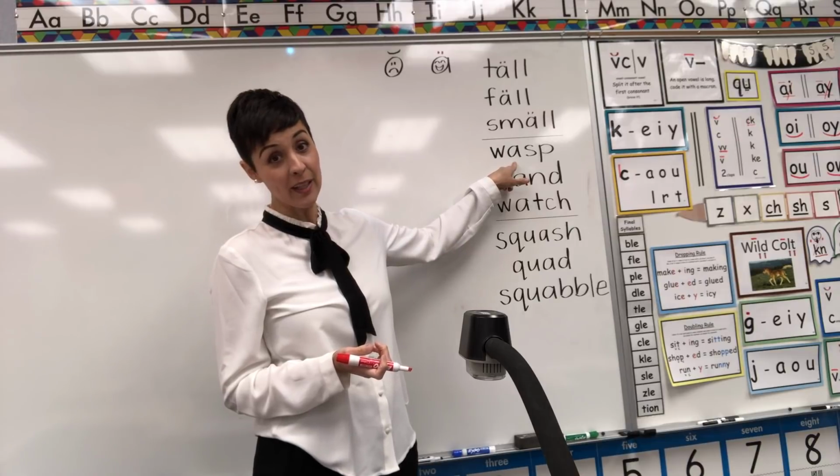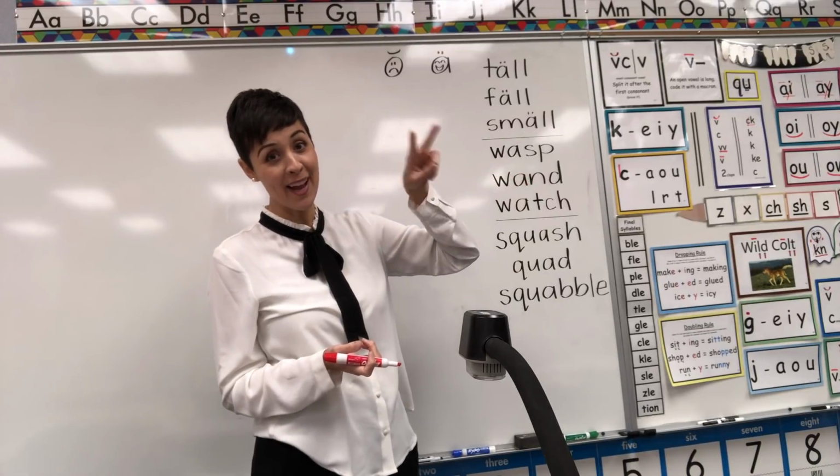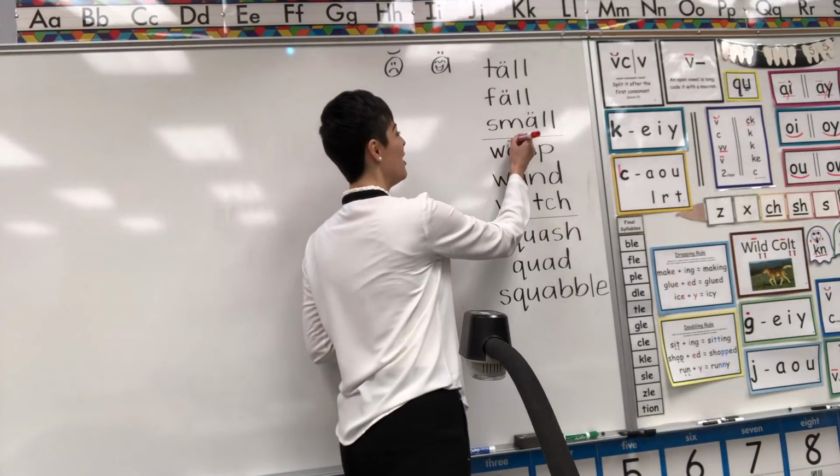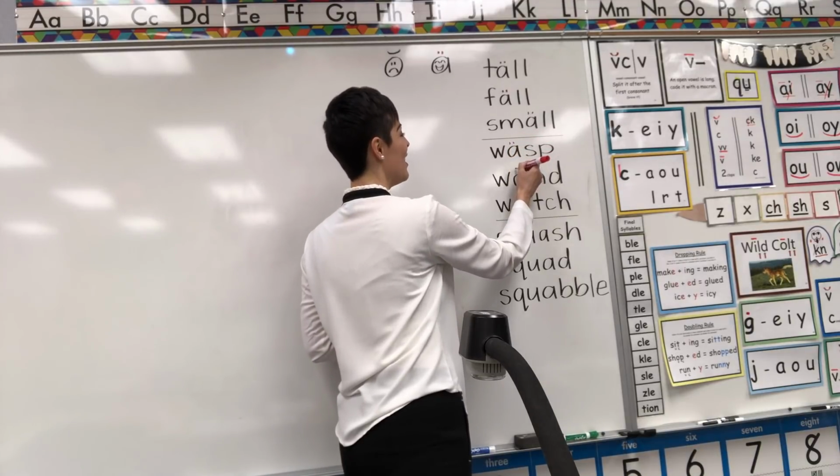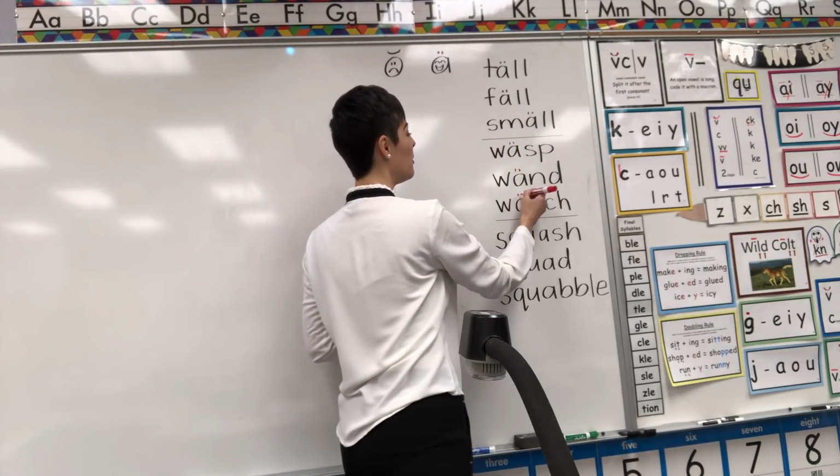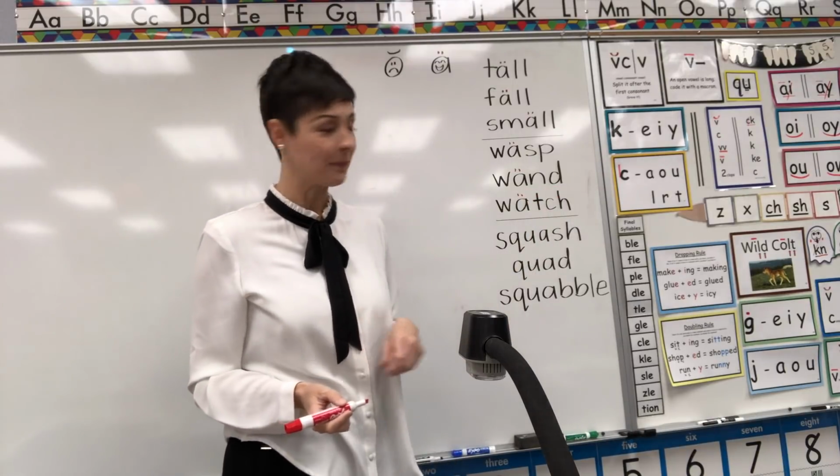So we're going to code each A with an umlaut. Will you do it? Ready? Umlaut. Again. Umlaut. You got it.